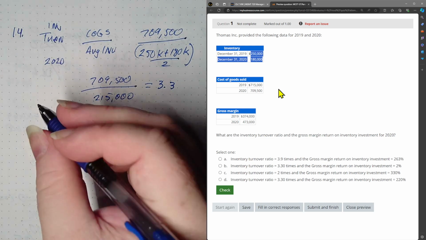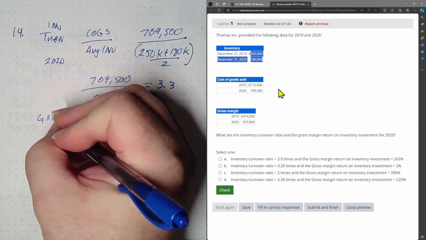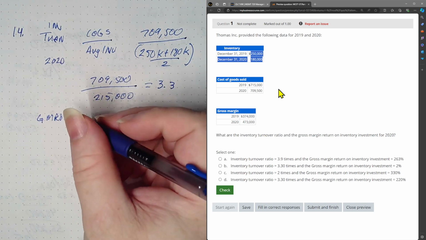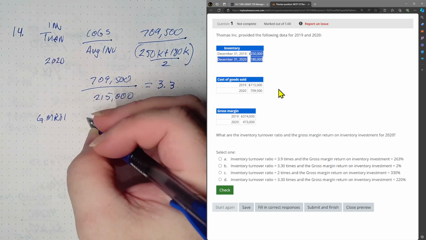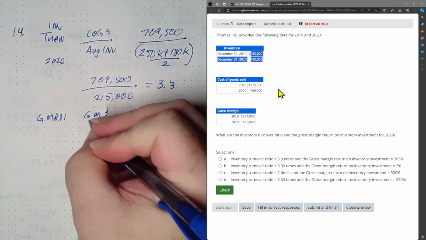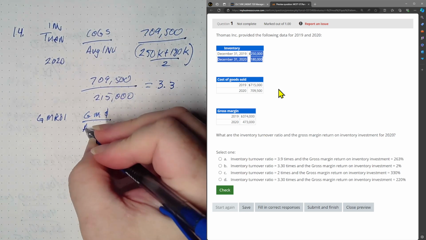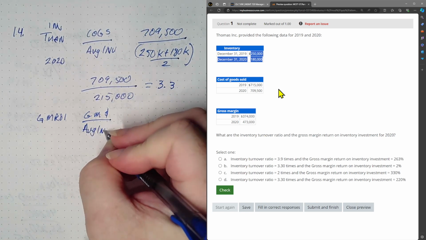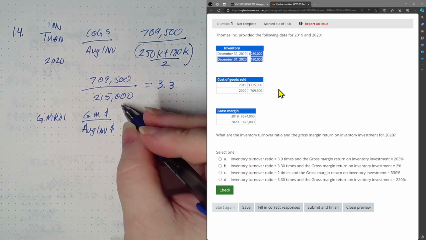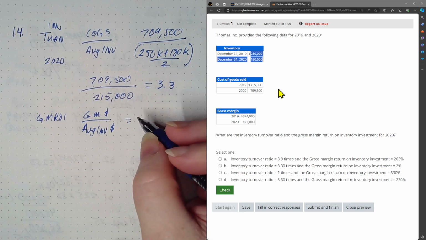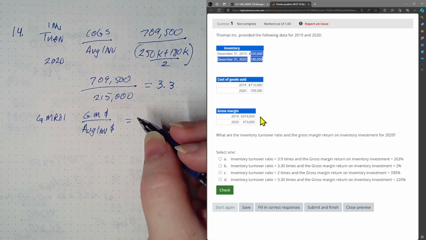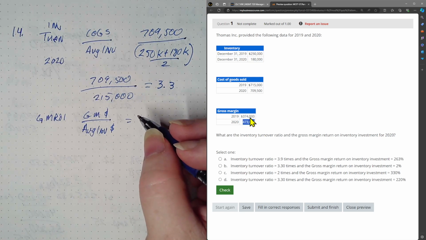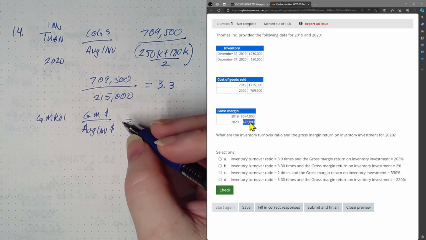Okay, so the next one is the gross margin return on investment. Remember, that is just the gross margin in dollars over the average inventory in dollars. So we've already got the average inventory, right? We just calculated that. What's our gross margin? And again, it has to be the gross margin for 2020. They give you both years, but you only really need both for inventory, because this is the one you need to average. These others, you just take the as-of year, the 2020.